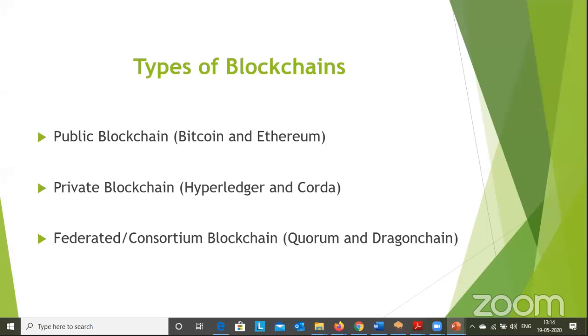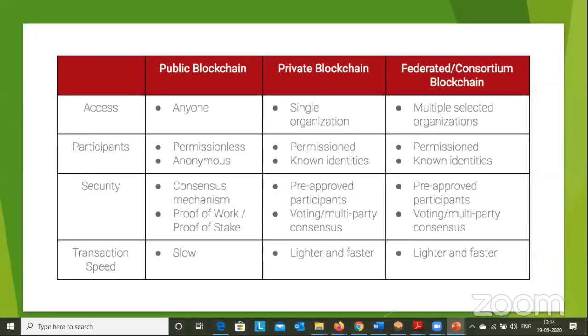So you can see the differences. We have three different blockchain networks: public, private, and federated. Now you can see the differences from this slide. First is access. In the public blockchain, anyone can join. In a private blockchain, it is a single organization. In the federated, multiple selected organizations can join and they can develop the application.